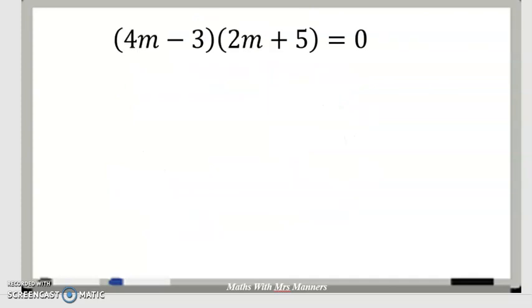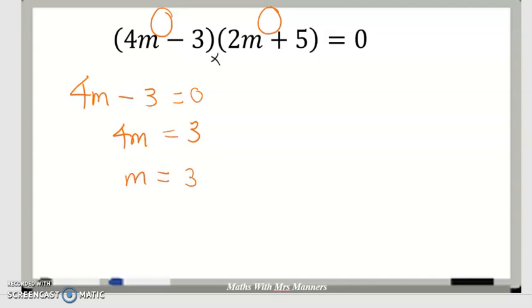So let's have a look at a slightly harder version, but it's the exact same idea. We've got two brackets multiplied to give 0. So the null factor law says that the only way we're going to get a 0 is if this number, 4m minus 3, could equal 0, or 2m plus 5 could also equal 0. When I solve those, they're slightly harder to solve, but really it's the exact same idea. I will just get a fraction or a decimal, okay?